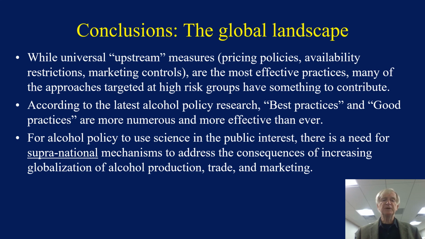So the global landscape here is that while we have universal upstream measures that are the most effective practices, we have many other approaches targeted at high-risk groups that have something to contribute. We evaluated more than 70 of them, and the best practices and the good practices are now more numerous and more effective than ever. But for alcohol policy to use science in the public interest, there's a need for global supranational mechanisms, not just national policies, but policies that deal with cross-border marketing, trade policy, and a lot of other things that cannot be controlled at the national level. If we can put those things together, we can have a significant public health impact on alcohol-related problems.